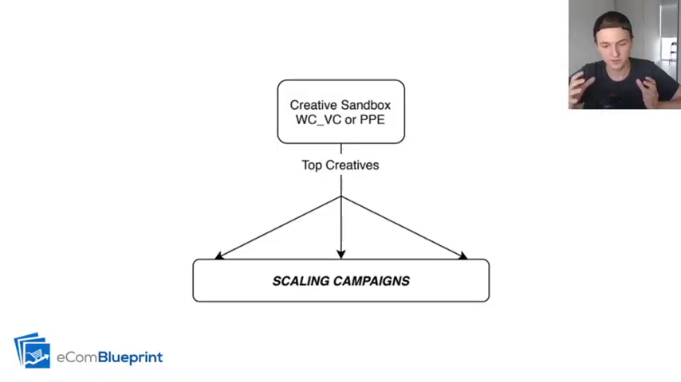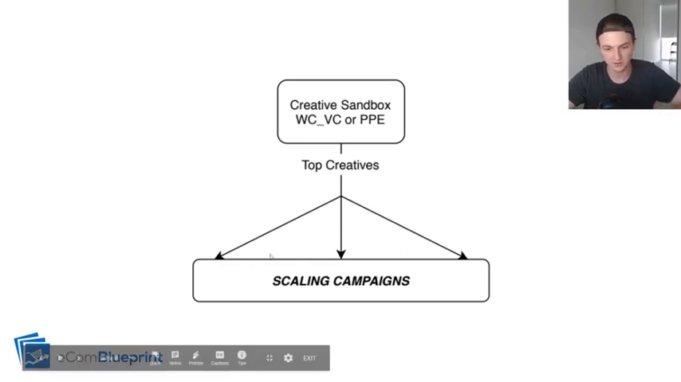So just a very simple diagram recapping that. You have your creative sandbox campaign here, which is either website conversions, view content campaign, or PPE. And you're testing all these different creatives with your top audiences. Once you identify top creatives, like new top creatives, you want to take it and duplicate it into all of your scaling campaigns. And so I put multiple arrows because usually you're going to have multiple scaling campaigns, more than just one. You want to add it to all of them.